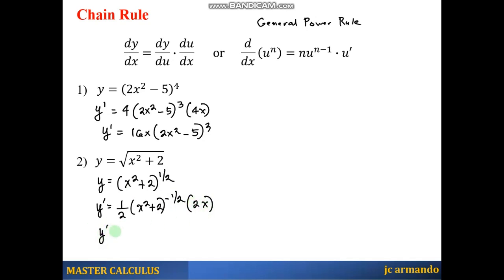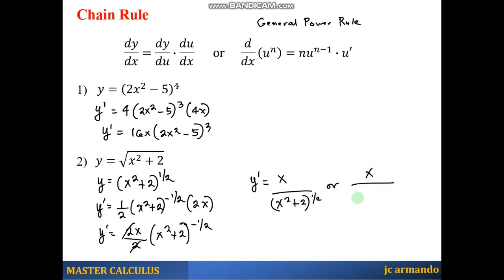So y prime equals, you can multiply 2x times 1 half, so 2x over 2 times x squared plus 2 to the negative 1 half. Simplify: y prime equals 2x over 2. The 2 cancels, leaving x over x squared plus 2 raised to positive 1 half, or x over the square root of x squared plus 2. So that is the derivative.